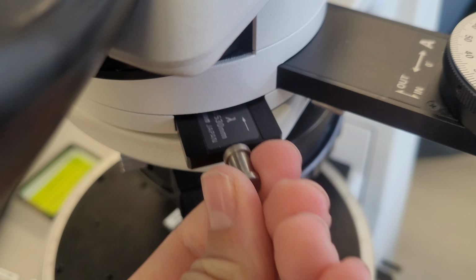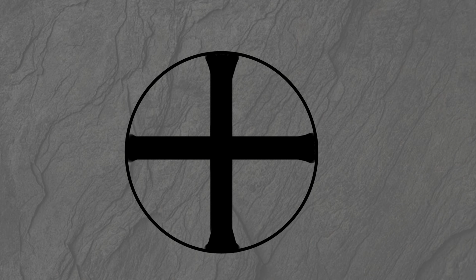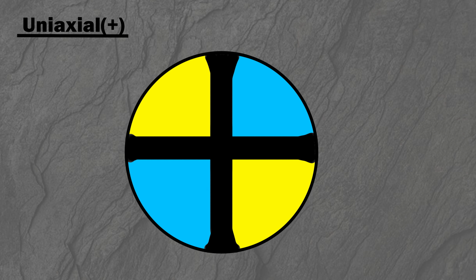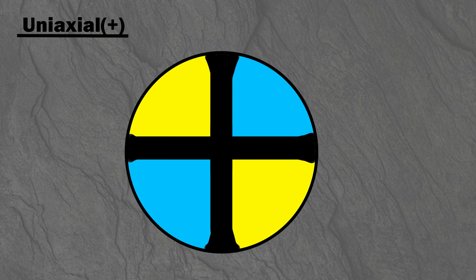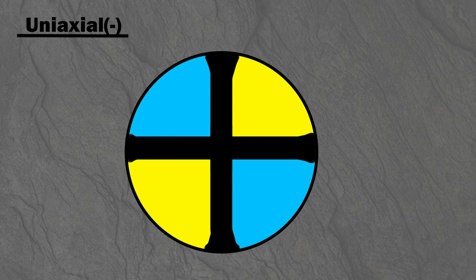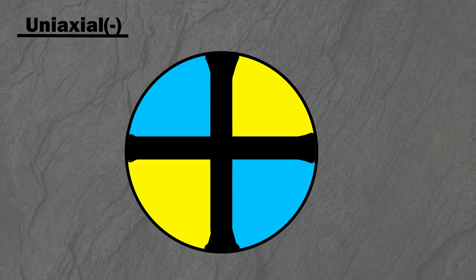Then you'll insert the gypsum accessory plate and pay attention to the northeast quadrant. Like with the sign of elongation, if the interference color increases in order, that's addition of retardation, so the extraordinary ray's refractive index is greater than that of the ordinary rays, which makes the mineral uniaxial positive. But if it decreases in order, that's subtraction of retardation, and the refractive index of the ordinary ray is greater, making the mineral uniaxial negative.